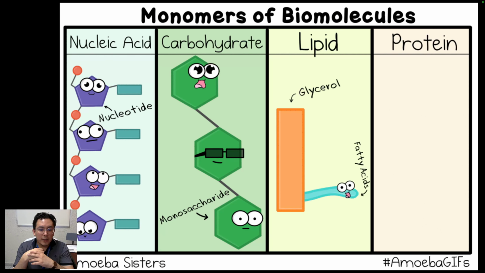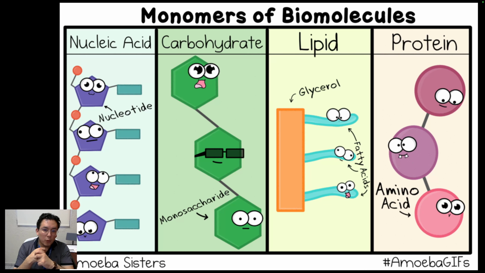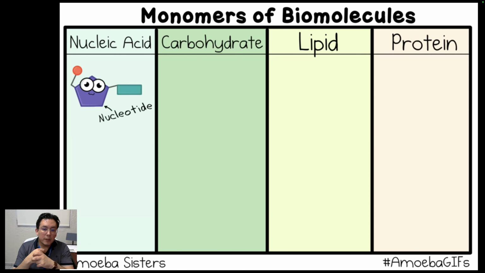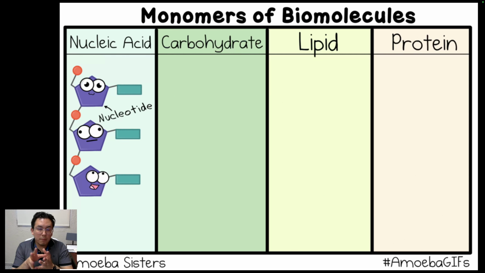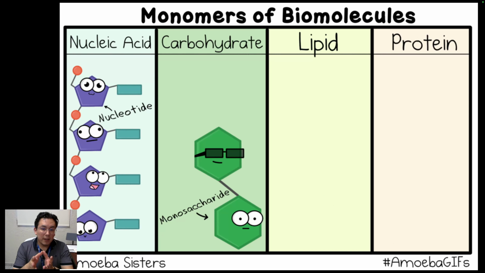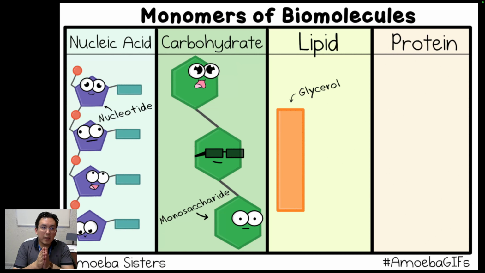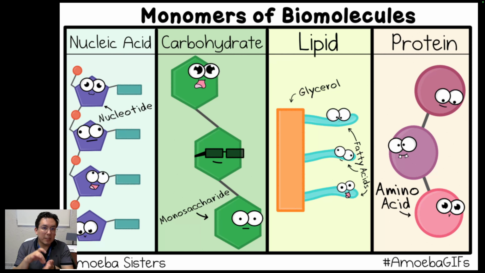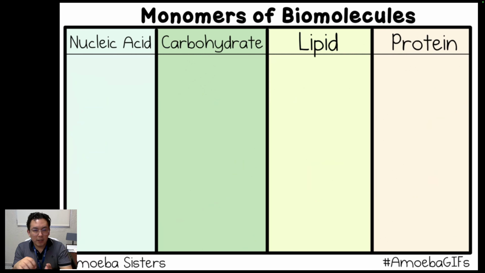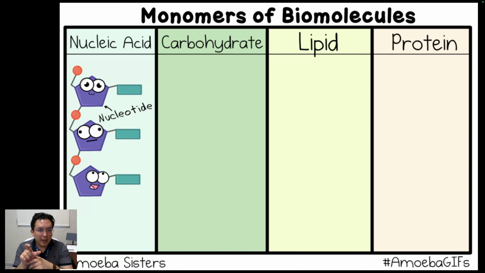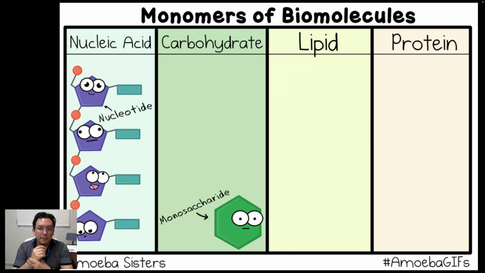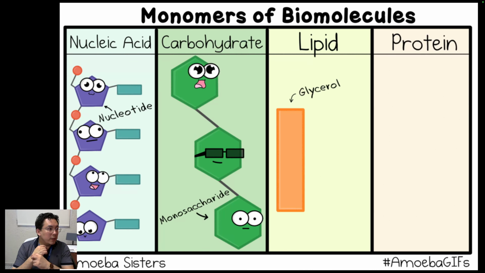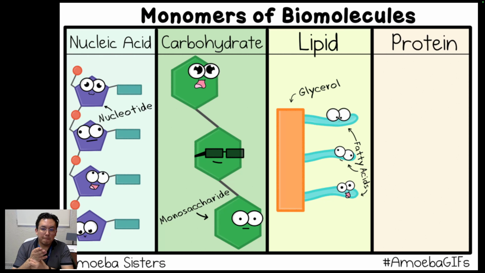For carbohydrate, it is called a monosaccharide. For the lipid, we're going to focus on the monomer being the fatty acid, which is the main monomer when we're talking about a specific type of lipids, mainly triglyceride. So we're going to take fatty acid as the monomer of lipids. And for proteins, we're going to have amino acids.